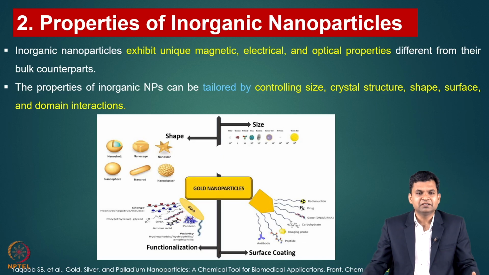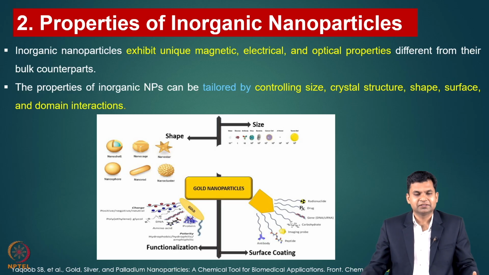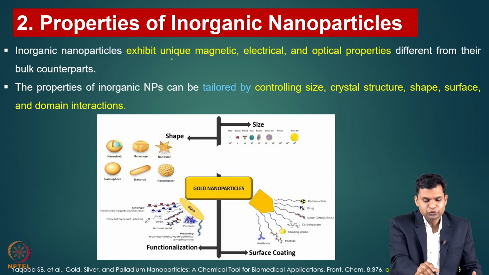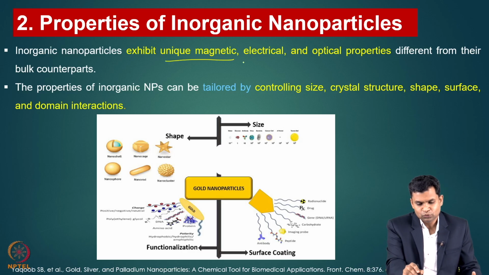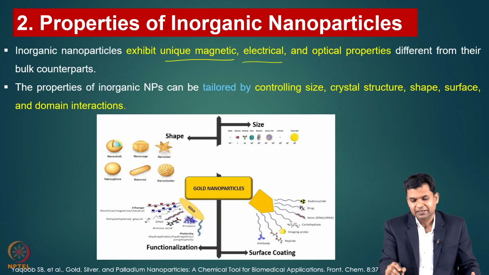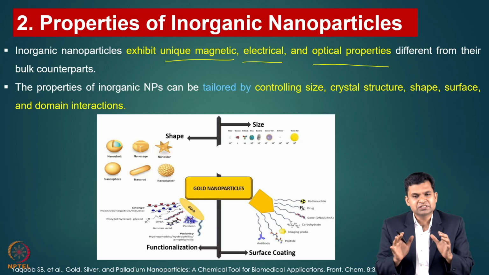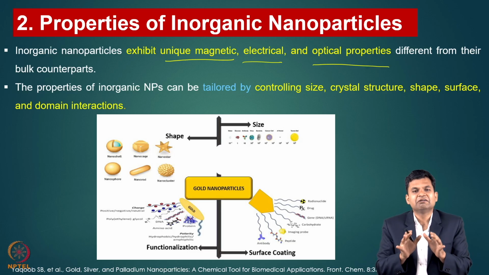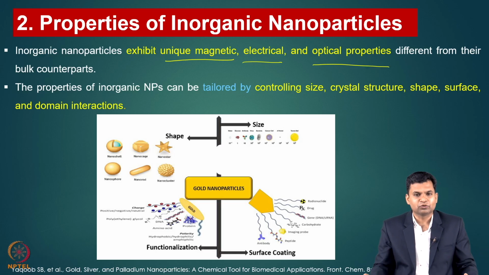So, here we will see what the unique properties of inorganic nanoparticles are. Inorganic nanoparticles exhibit unique magnetic properties, and they may also provide electrical properties as well as optical properties. This is only possible with inorganic nanoparticles, which is not possible with organic nanocarriers.